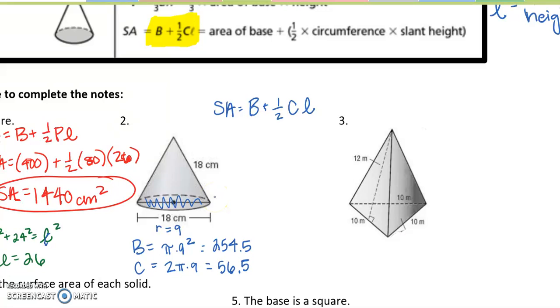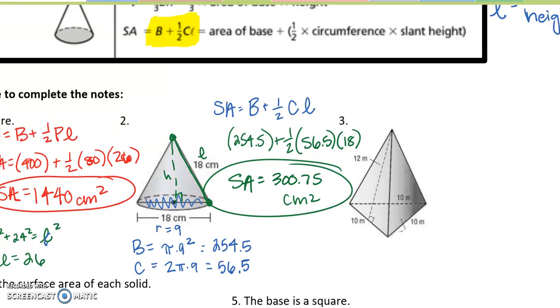We need our slant height, and guess what? Our slant height is given to us here. This is from the vertex to an edge, and so we know that L is our slant height. We do not need to solve for the height here. If we were doing volume, we would need to solve for that height, but for surface area, we don't need it. So we can go ahead and plug everything in. The area of my base is 254.5 plus 1/2 circumference 56.5 and slant height of 8. This is a final surface area of 300.75 centimeters squared.